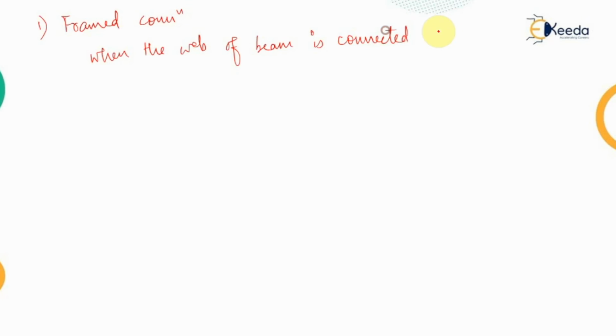So the first one is the framed connection. So framed connection are considered when the web of the beam is connected to the column flange. Web of the beam is connected to the column flange. That type of connection that we will be obtaining, that is known as the framed connection.